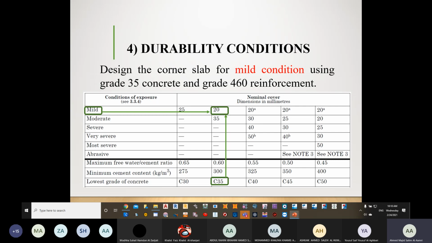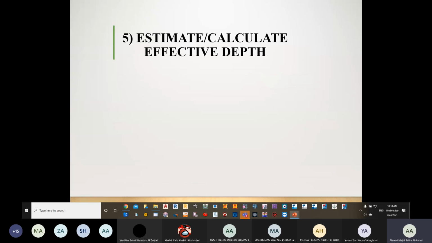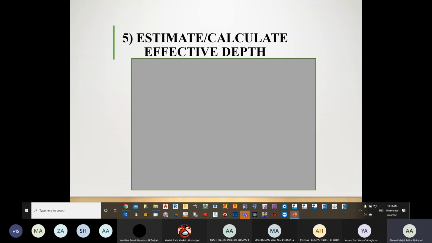Now, after getting the required cover, we need to go and calculate our effective depth. Now, overall depth has been already given. The cover is calculated. The diameter of the bar can be assumed. So we can go and calculate our effective depth.